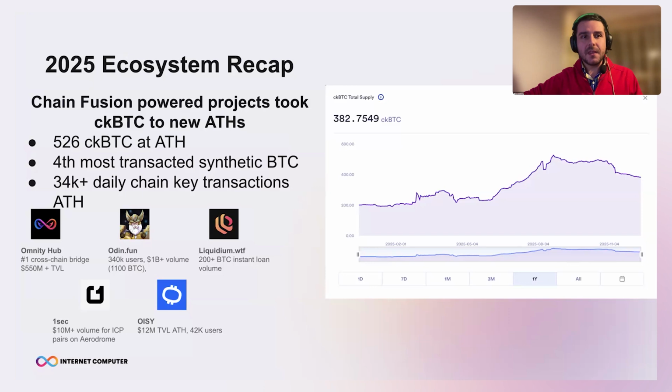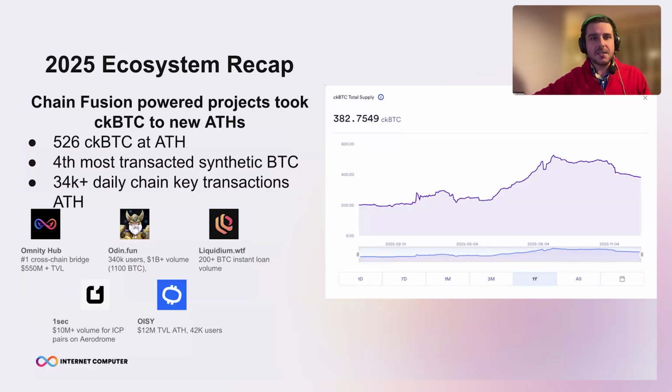OneSec, which is also a relatively new product, is also doing cross-chain bridging between the IC and more so towards the Ethereum world. They actually bridged the ICP token to Base, and the pair of the ICP token with wrapped ETH on Base actually generated more than 10 million of volume, with ICP and other tokens, in the past 10 weeks or so.